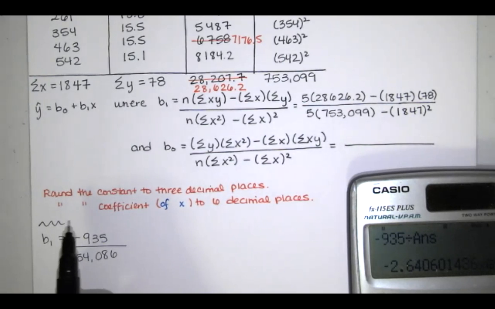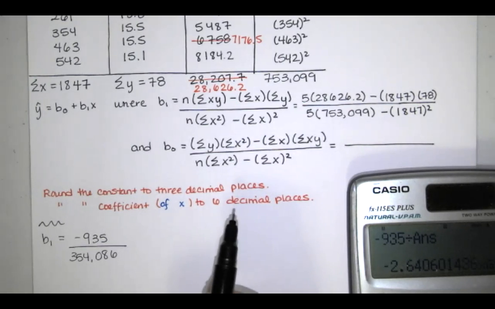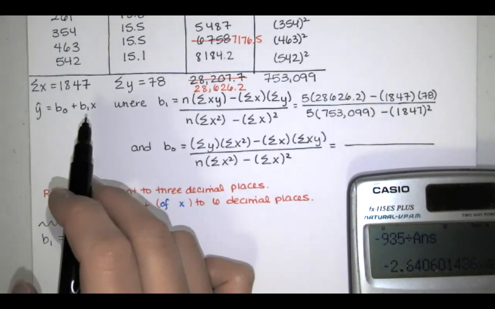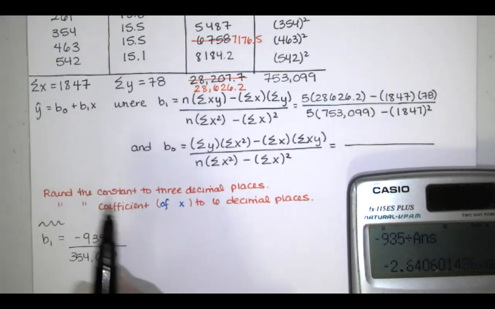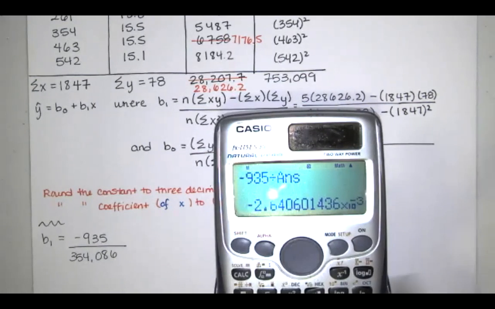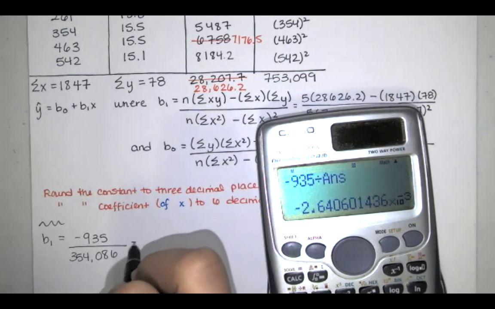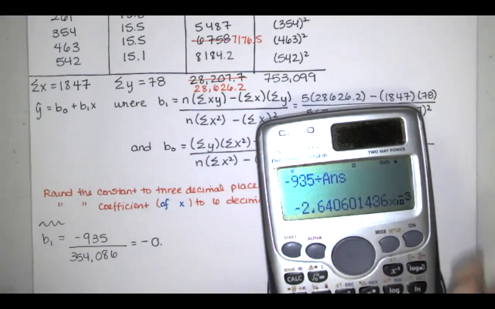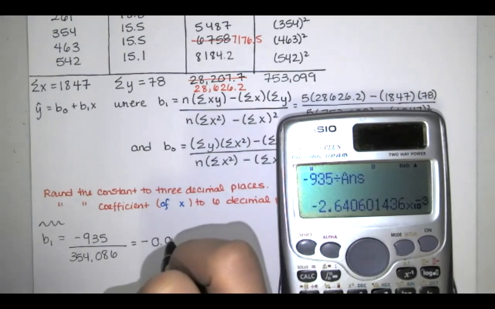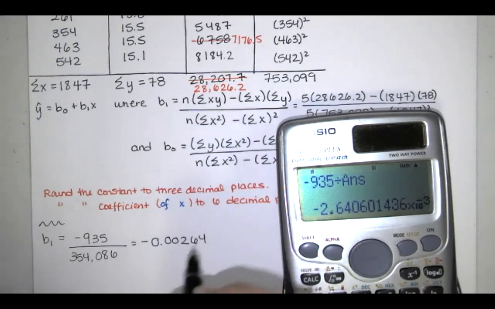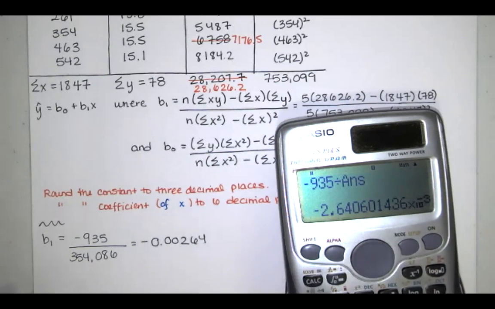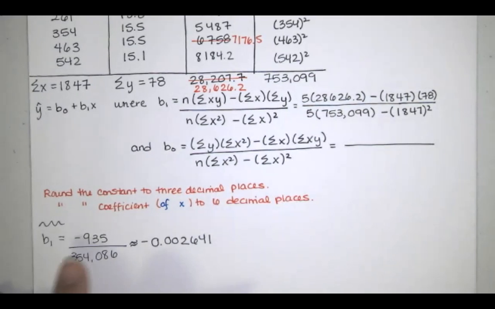Now remember what the fine print said. It said round the coefficient to 6 decimal places. And b sub 1 is the coefficient, they're referring to the coefficient of x here. So they want us to round this to 6 decimal places, and I can see why. This decimal is very small. So this is going to be negative 0. Since that's 10 to the negative 3, 0.00264, and that would be to 5 decimal places, and then I have a 0.6. So if I'm rounding up to the 6th decimal place, I'll have a 1 there, and that's an approximation. Okay, so that is how we get b sub 1.